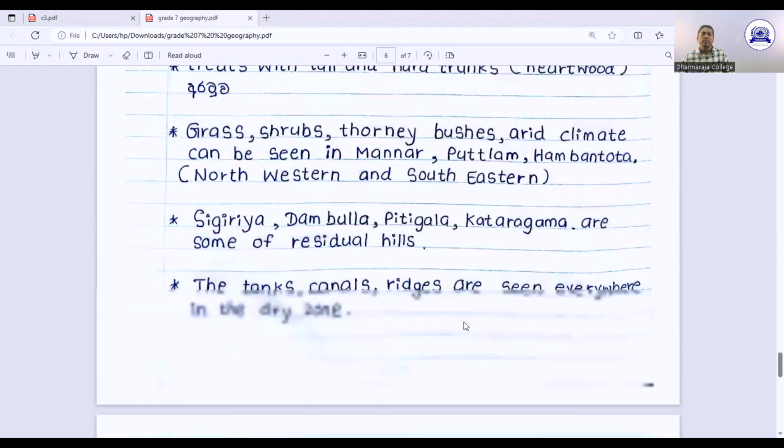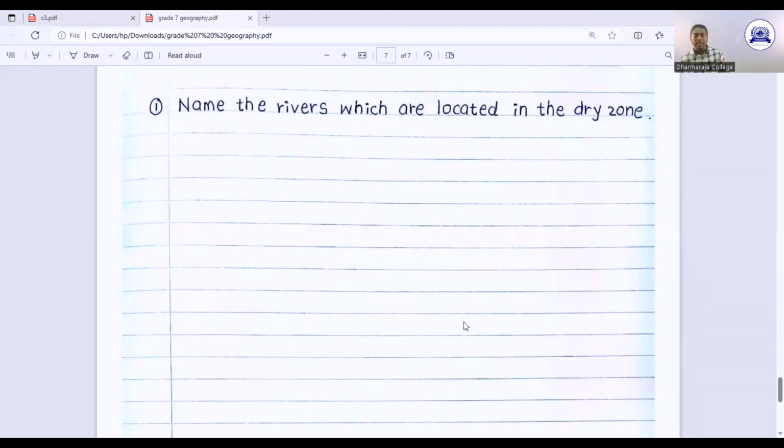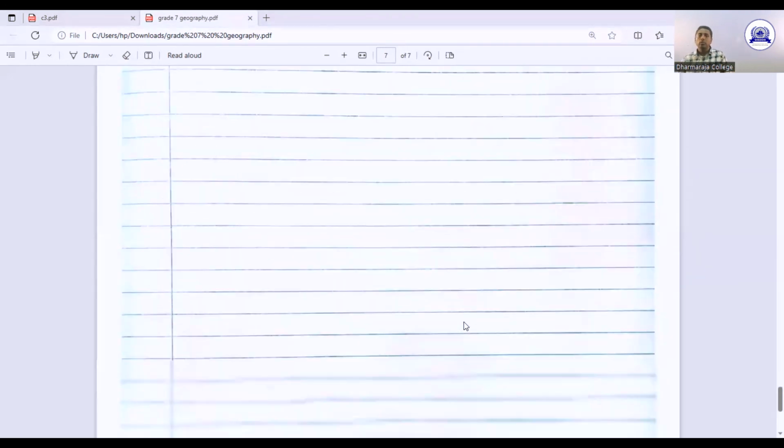So let's write those rivers. You can do it as a special activity. You must write them. Third self-activity: name all the rivers which are located in the dry zone and mark them on a map of Sri Lanka at home. Okay. When you study, you must do the work yourself this way. Okay? You have to do it.